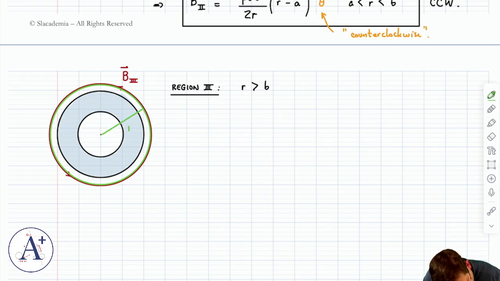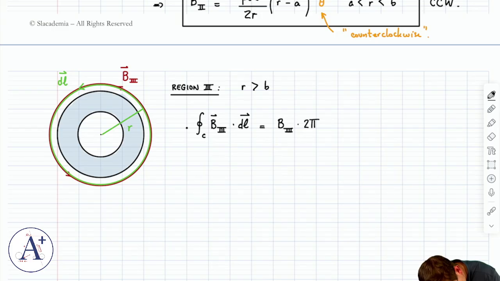It's going to have a radius little r, an orientation dl, and same as the previous two regions, the integral over this closed contour of B3 dot dl is going to be equal to B3 times 2 pi r. To be equated to mu naught I encircled, and therefore we have to figure out how much current is encircled.